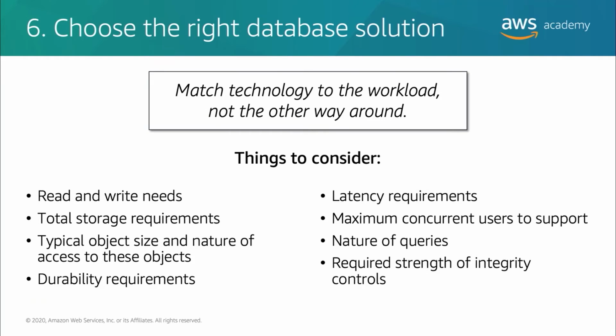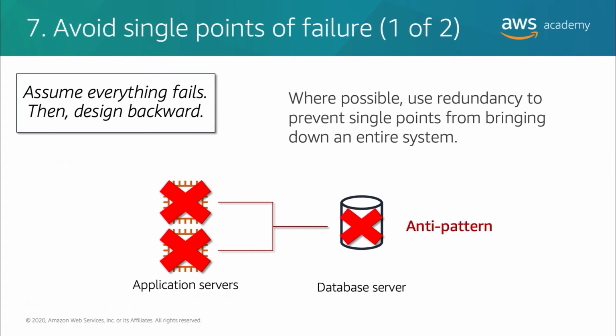The sixth best practice is to understand the requirements of your workload and select a database solution that supports those requirements. In traditional data centers and on-premises environments, the limits on available hardware and licenses can constrain your choice of a data store solution. We recommend that you choose a data store based on your application environment's needs. Where possible, eliminate single points of failure in your architecture.